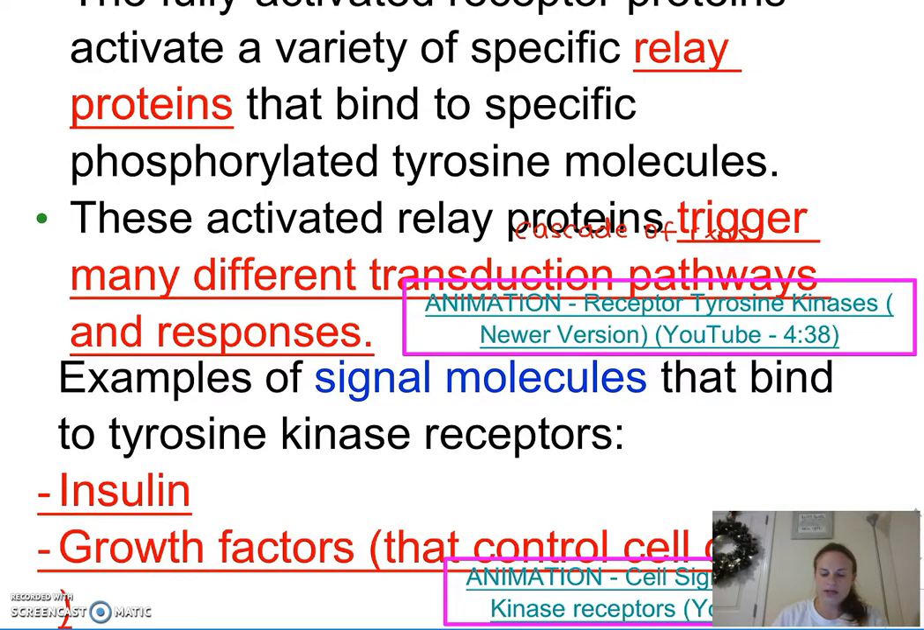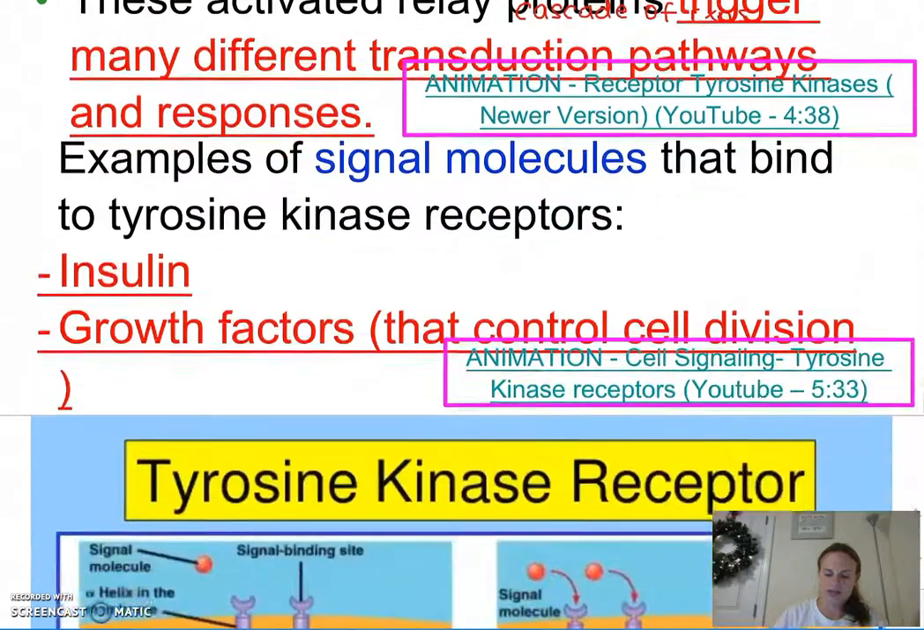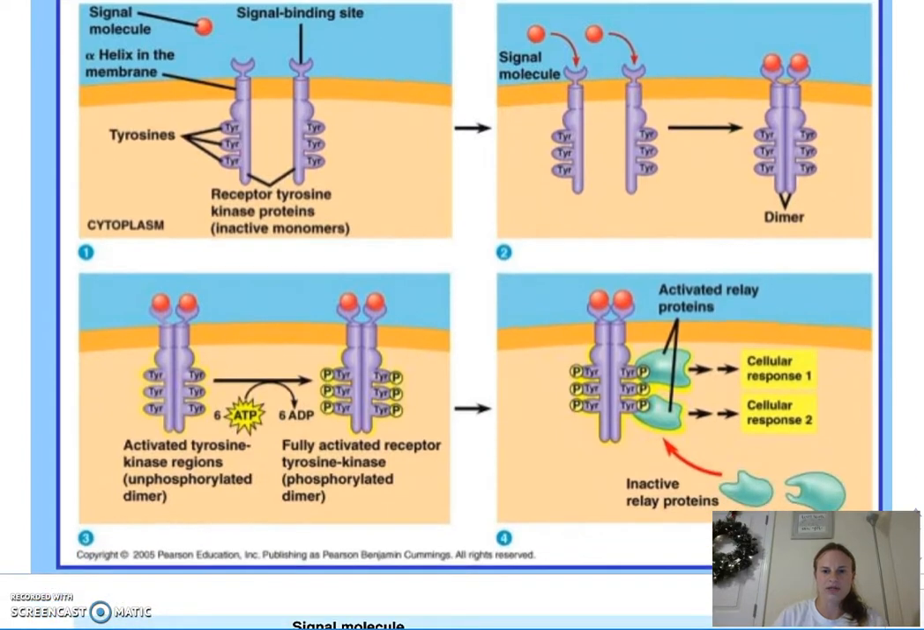Examples of signal molecules that are going to bind to tyrosine kinase receptors are insulin and growth factors. Insulin is the example that we just talked about. So here's another image that depicts the sequence of events that happen when ligands bind to a tyrosine kinase receptor. Now, what's important to realize is that a single tyrosine kinase receptor can elicit two different cellular responses because of the ability of a relay protein to be activated by these different tyrosines.